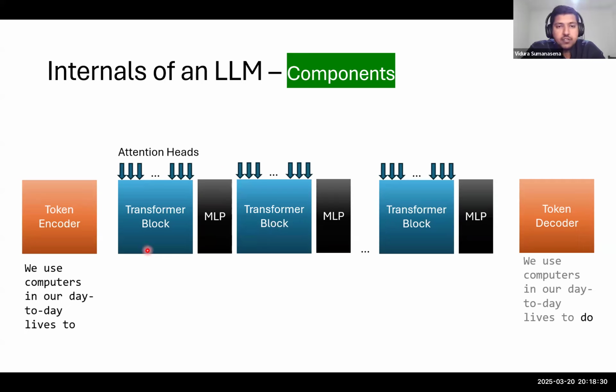In each of these transformer blocks, we have something called attention heads, which we will look at in a bit. Attention heads will focus on different patterns. And finally, once these numerical transformations are done, we have the token decoder, basically the reverse of the token encoder, to generate the next word.